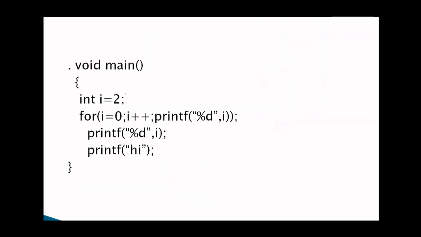Now, I is equal to 2, then for I is equal to 0. What happens? The first time, I am initializing I with a value 2, but in the for loop, I am initializing I with a value 0. So here the I value is 0 only. Why? Because this is inside the for loop, and 0 overwrites 2.